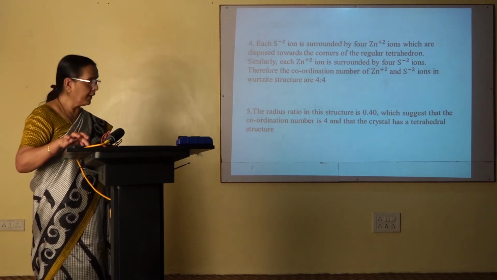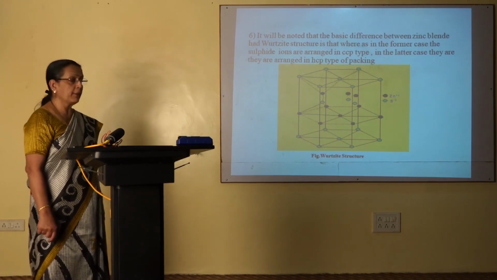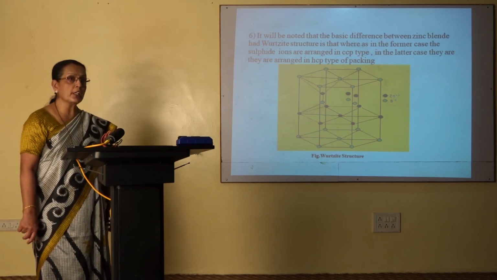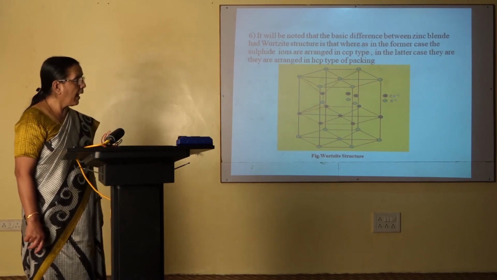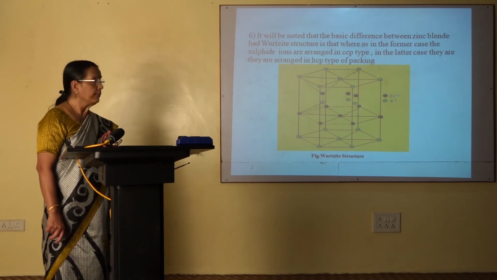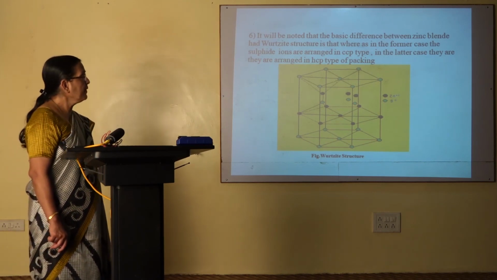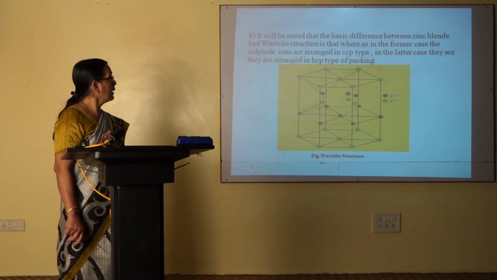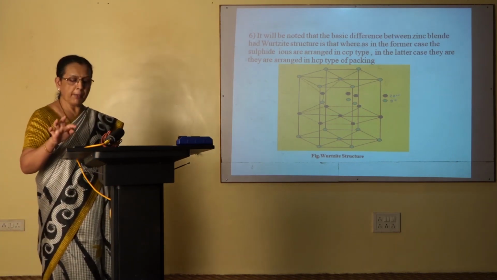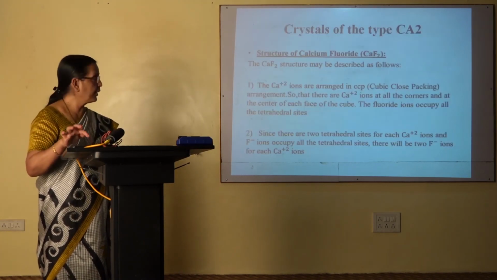It will be noted that the basic difference between the zinc blende and wurtzite structures is that, whereas in the former case the sulphide ions are arranged in CCP type, in the latter case they are arranged in HCP type of packing. That is the difference between zinc blende and wurtzite structure.